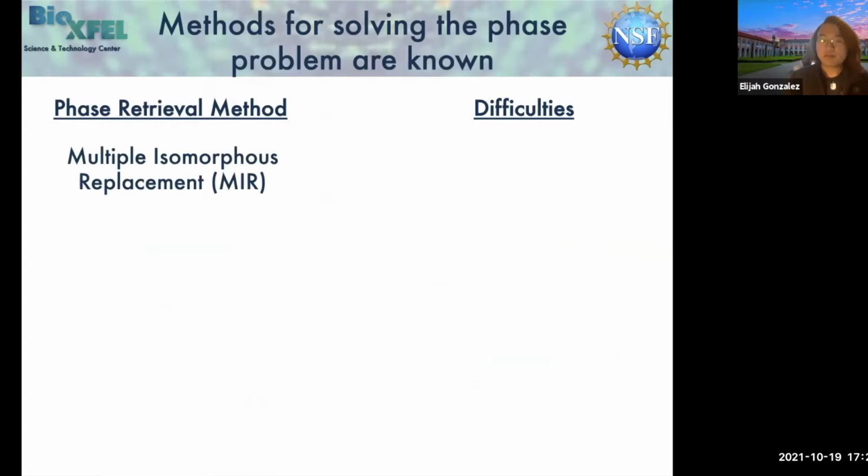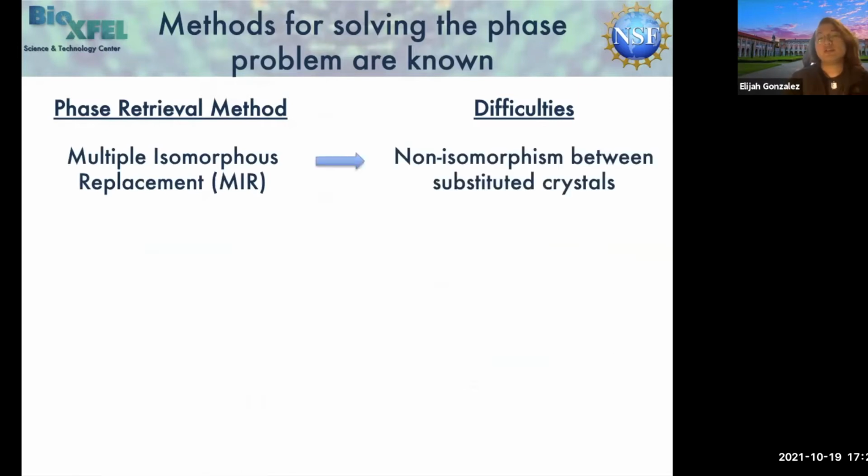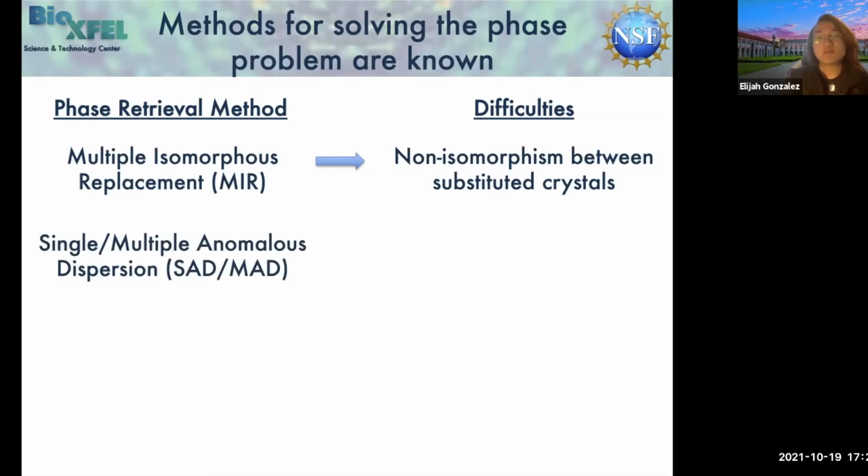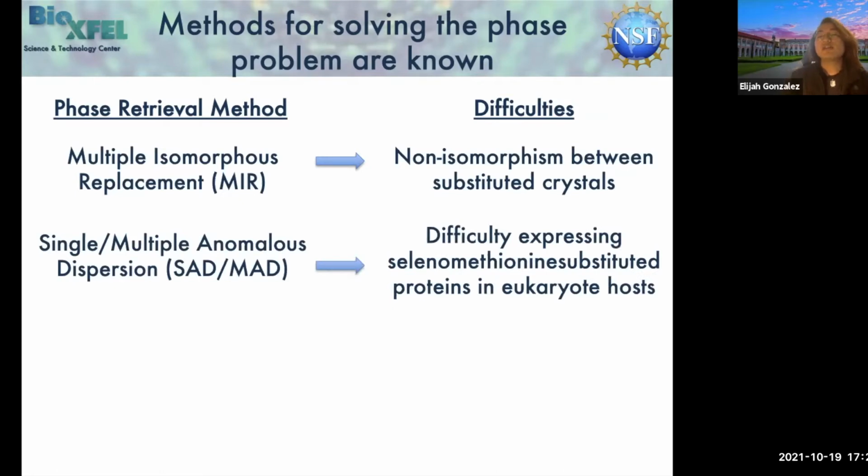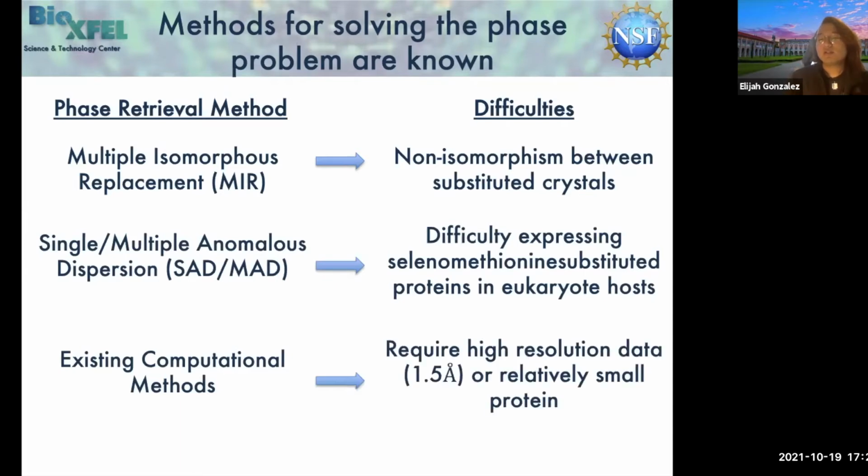So for something like multiple isomorphous replacement, we sometimes encounter difficulties of non-isomorphism between substituted crystals. For single or multiple anomalous dispersion, there's sometimes difficulty expressing selenomethionine substituted proteins within eukaryotic hosts, although we know that we could use sulfur atoms within cysteine residues and methionine residues. And for existing computational methods, and by this I mean any computational methods 5 or 10 years ago, these generally require high resolution data or a relatively small protein.